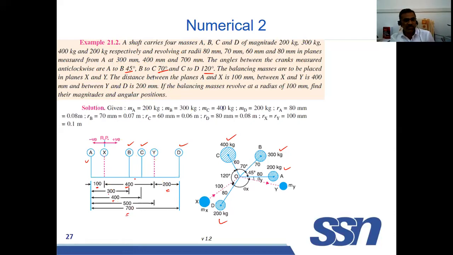So the positions of planes are given, the positions of the masses are given, the radii of the masses are given, and the masses are also given. Everything is given. Now we have to calculate the balancing masses, their magnitude as well as their angular position.